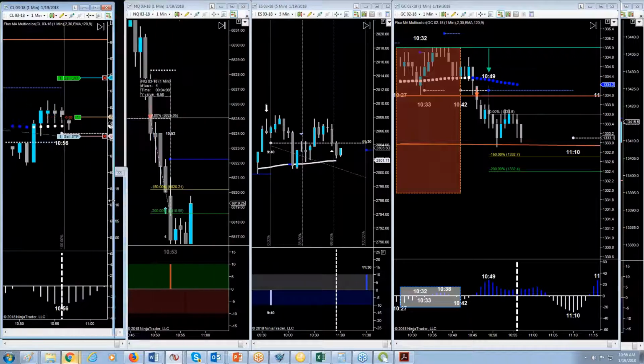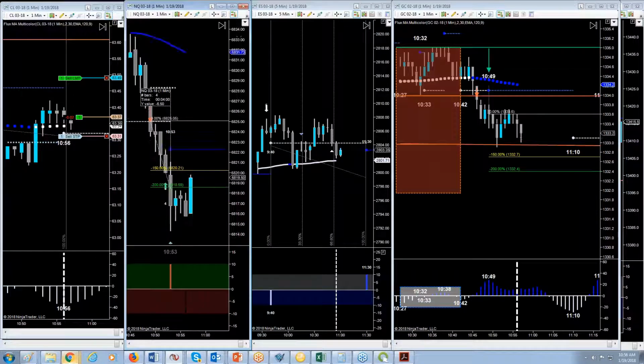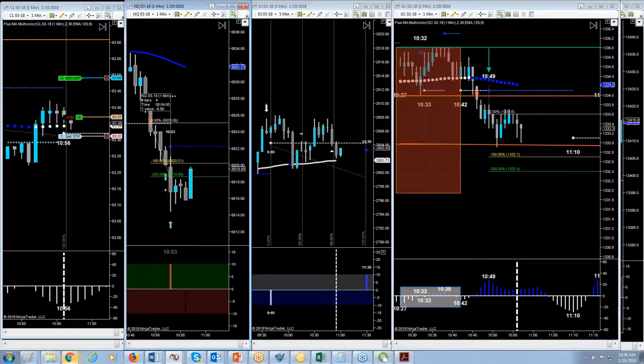Pull this over so we can see the NQ as well. 1053 is a pattern 4 signal.